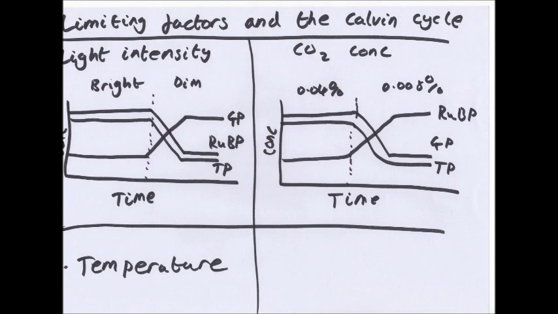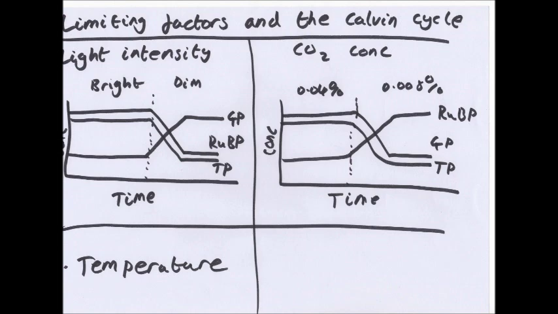Limiting factors in the Calvin cycle. You need to be able to talk about how these three limiting factors, light intensity, carbon dioxide and temperature, affect products in the Calvin cycle. So, in light intensity, bright and dim. In bright light, there's lots of RUBP and TP, not so much GP. In dim light, there's lots of GP, not so much RUBP and TP.